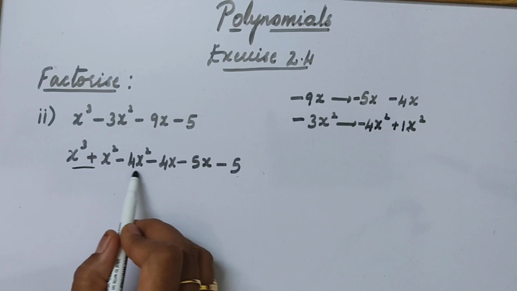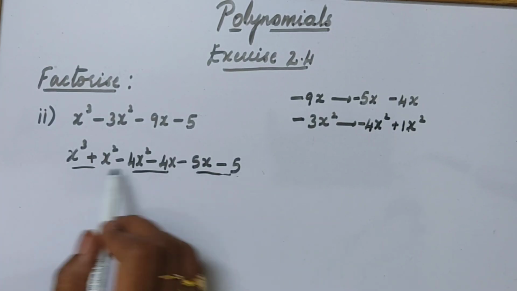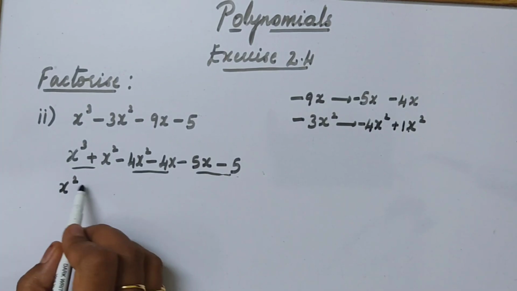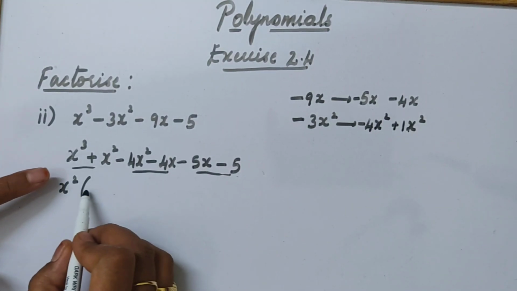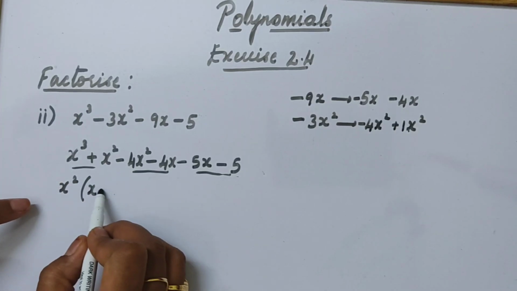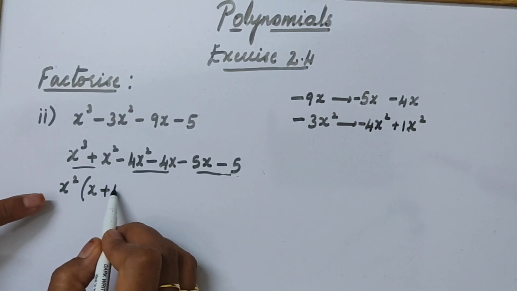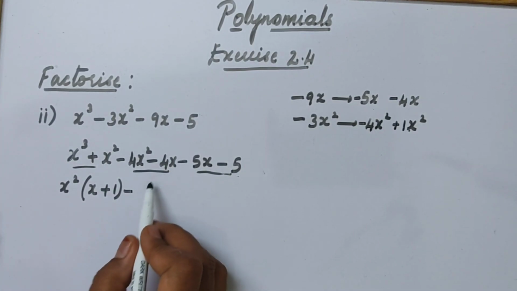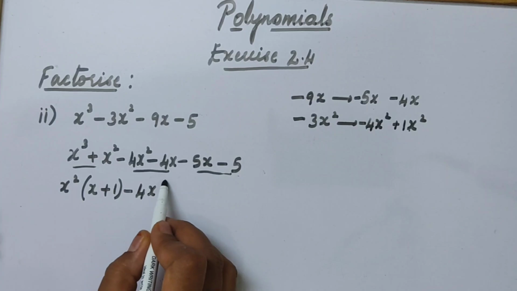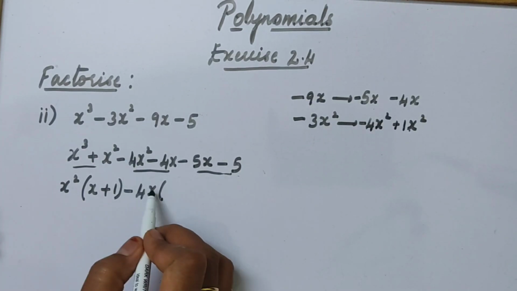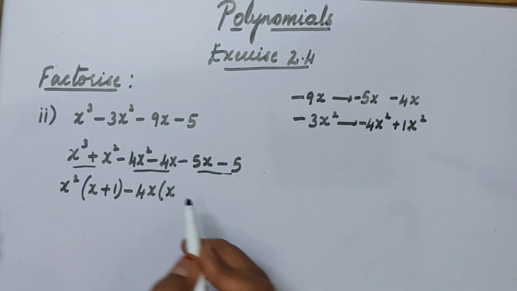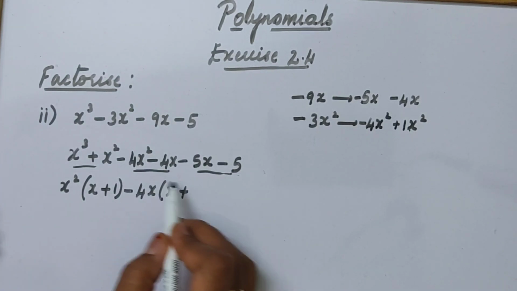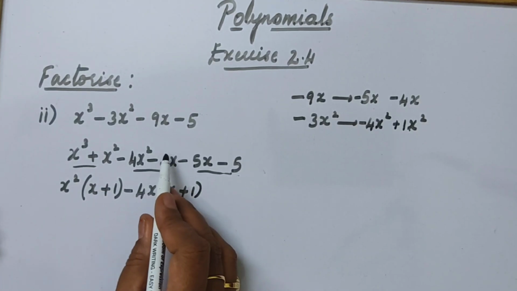Now in these two terms, and in these two terms, I need to find the common term. In these two, x square is common. If I divide this with x square, I am going to get only x. Now this is plus sign, x square gets cancelled, I am going to get 1. Now the next sign is minus. In these two we have 4 common and x as well. Now 4 ones are 4, x gets cancelled, only 1x is left over. Minus into minus is plus, 4x gets cancelled, so 1 is left over.